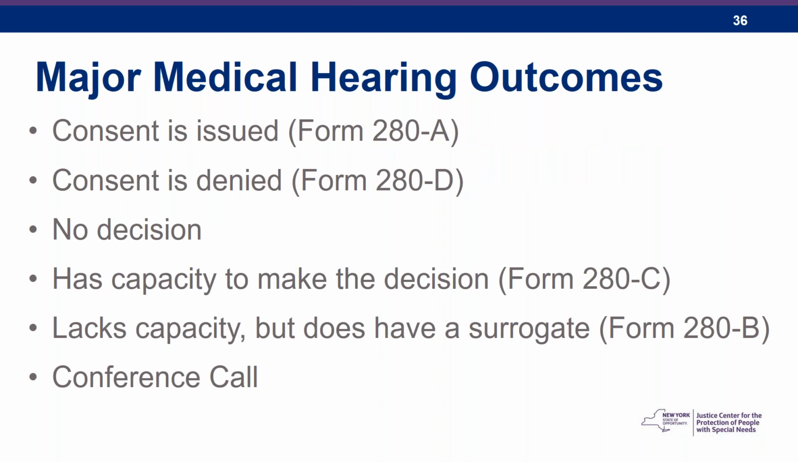So there are 6 possible hearing outcomes, and as I mentioned before, most of the time consent is issued, and that is issued on a Form 280A. It's a 2-page document, and it basically states who the declarant is, when the declaration was submitted, who provided the capacity assessment, who provided the medical assessment, what specifically we're granting consent for, and also the time that the consent is issued. And there are various time periods it can be issued. Most of the time consent is issued. There are some instances where consent is denied.